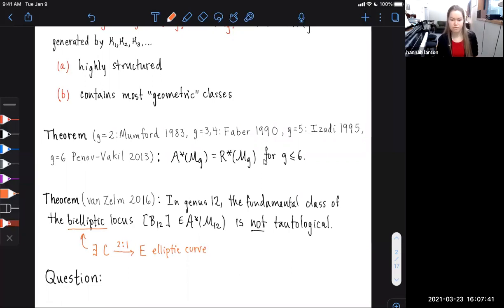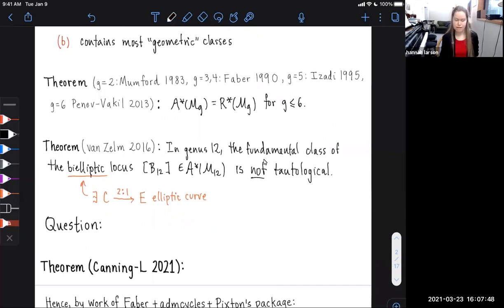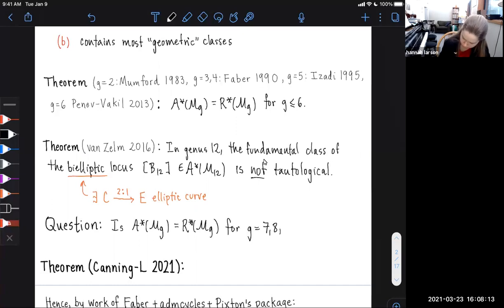So in light of these two theorems, I think that a natural question to ask is: is the Chow ring of M_g equal to the tautological ring in the remaining intermediate small genera between these two theorems? So this would be for g equal to 7, 8, up to 11.